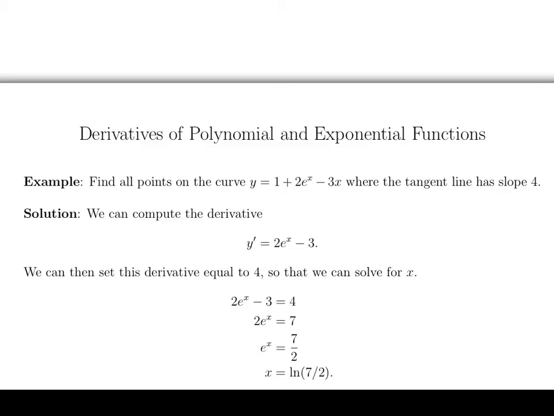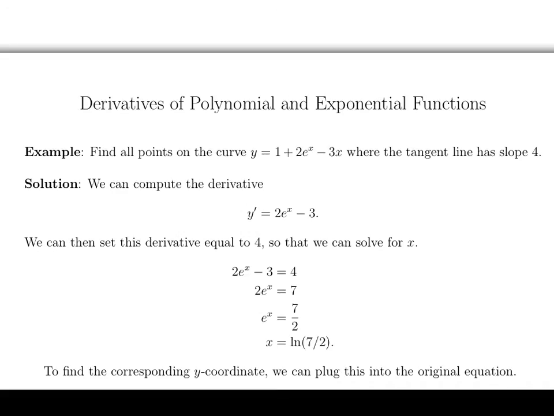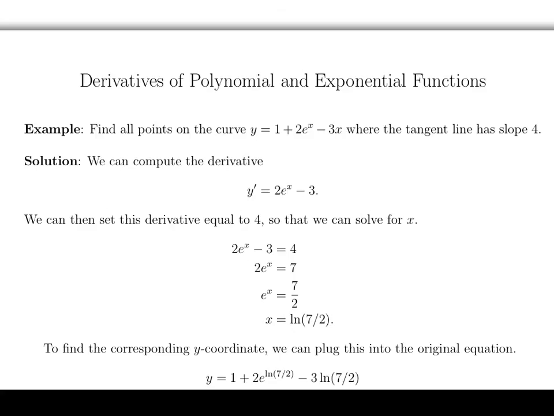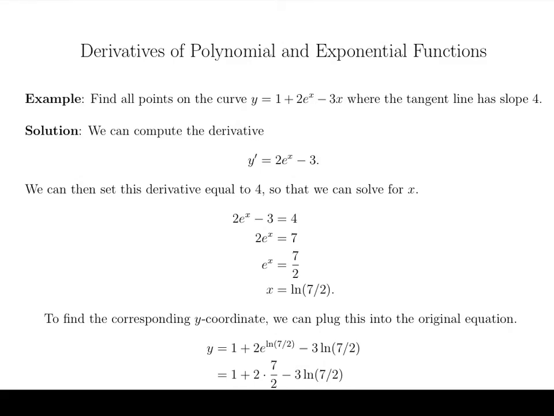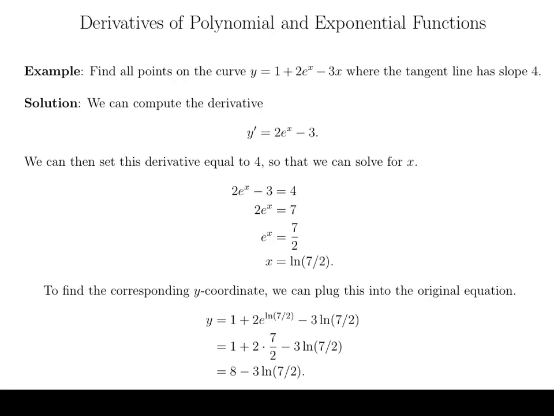And now we need to find the y coordinate. We'll just plug this value of x back into the original equation. And so if we plug x equals log of 7 halves back into here, we'll get y equals 1 plus 2e to the log 7 halves minus 3 log 7 halves. This can be simplified because e to the log 7 halves is just 7 halves, because e and the log are inverses of each other. And so that 2 times 7 halves just turns into 7. So we can get our final expression for the y value. It's just going to be 8 minus 3 log of 7 halves.